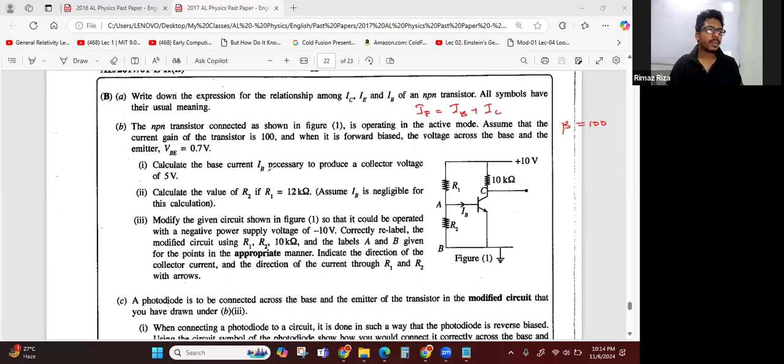Problem number 1. Calculate the base current IB necessary to produce a collector voltage of 5 volt. So here this voltage has to be 5 volt. And this is 10. Therefore, I can find IC. So we can use Ohm's law, V equals IR.